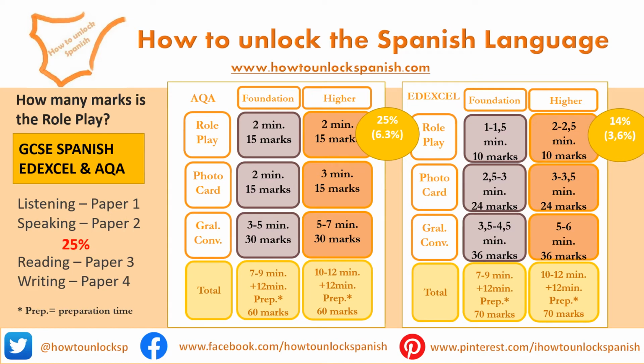How important is the role-play? How many marks do I get? What is the maximum top marks I can get? So the speaking paper is 25% of the GCSE exam, and the role-play is worth, both for foundation and higher, 15 marks out of the 60 marks of the total speaking paper. This means that the role-play is worth 25% of the speaking paper and therefore 6.3% of the total GCSE Spanish exam.